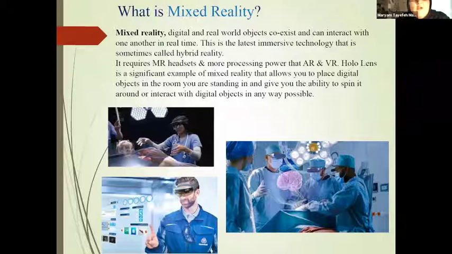And it also has some special headsets, and it really needs more processing power and is more powerful and has more potential than augmented reality and virtual reality. Some of the HoloLens devices which are available right now are examples of mixed reality that allow you to place digital objects in the room you're standing in and give you the ability to spin them around or interact with the digital objects in any way which is possible. So it provides a very good potential for different applications, especially in medicine and in surgery too.